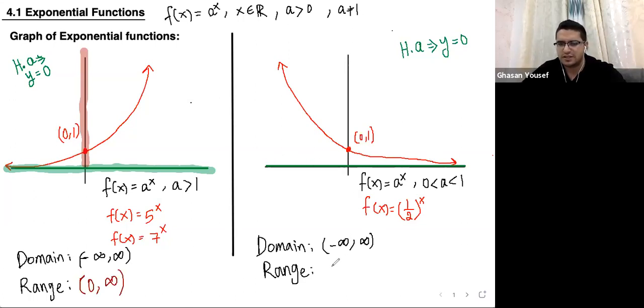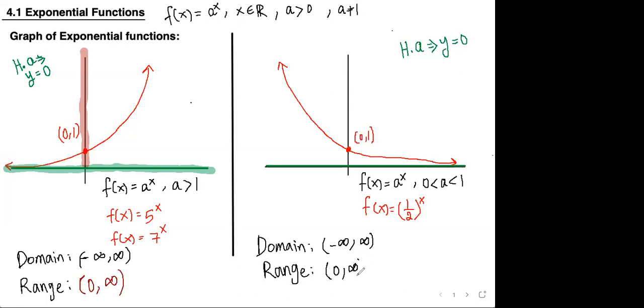Now, what is the range? What y values do we use on the y-axis to graph the red curve? Exactly, from 0, not included, to the positive infinity.